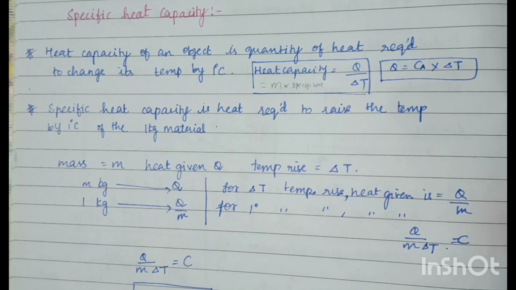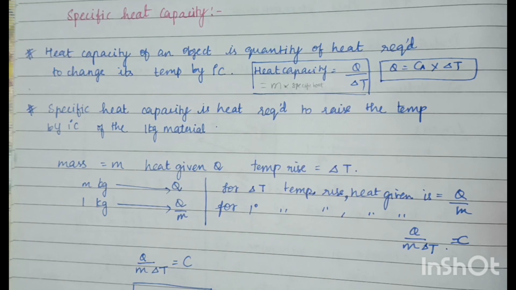Specific heat capacity. Heat capacity of an object is the quantity of heat required to change its temperature by 1 degree Celsius. So, what is heat capacity? If we have an object and we want to change the temperature by 1 degree Celsius, that is, we are going to increase or decrease by 1 degree Celsius, then what is the quantity of heat? That is called heat capacity.